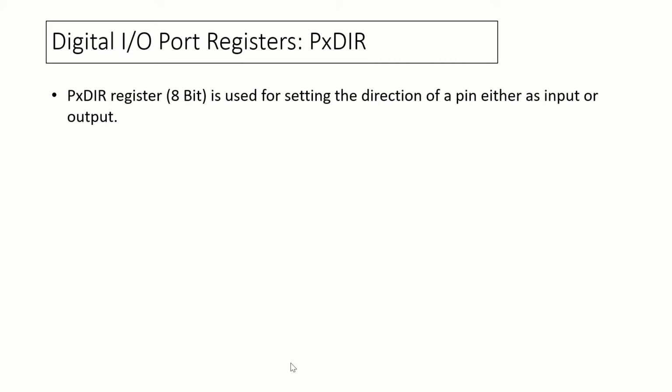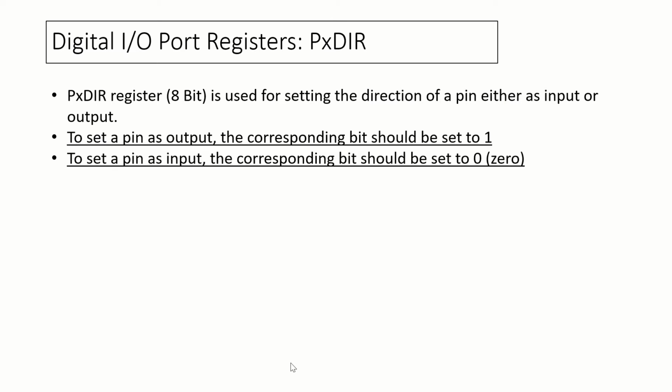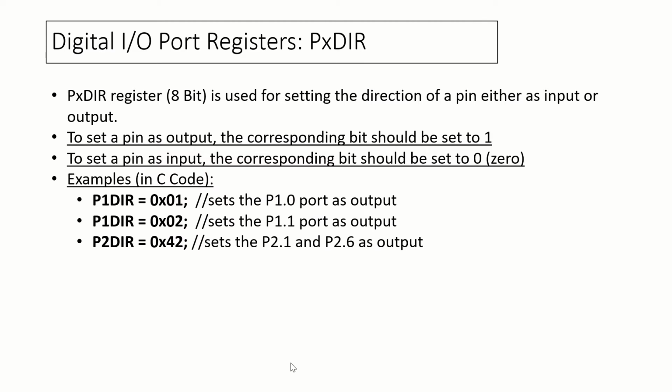PXDIR register is used for setting the direction of a pin either as input or output. It's an 8-bit register. Actually, all the port registers that we are mentioning here will be 8-bit registers. To set a pin as output, the corresponding bit should be set to 1. To set a pin as input, the corresponding bit should be set to 0. Let's see some examples in C code.